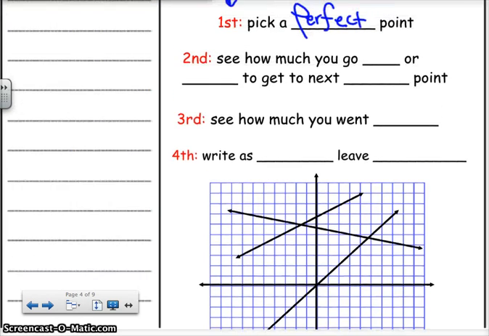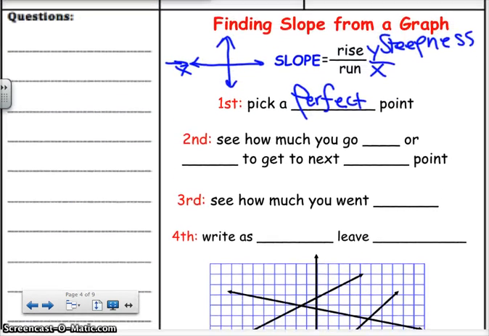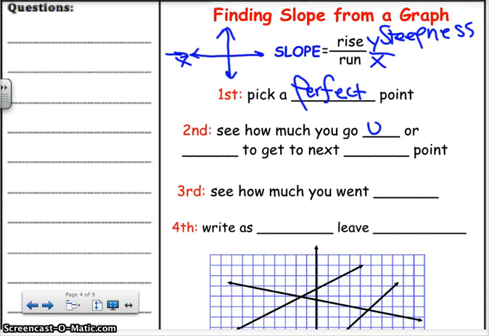So first you pick a perfect point. And then you see how much you go up or down to get to the next perfect point. Okay, that's our rise. You're going up or down, and how much. And then our run is to see how much we went over. Rise over run, slope, rise over run. Write it as a fraction.